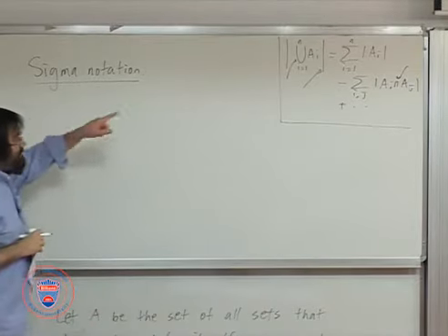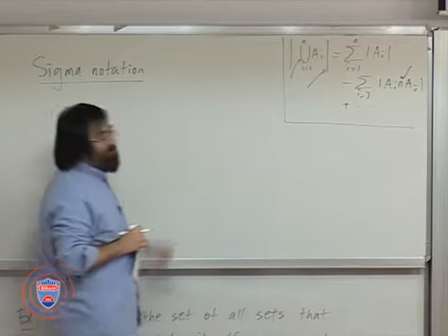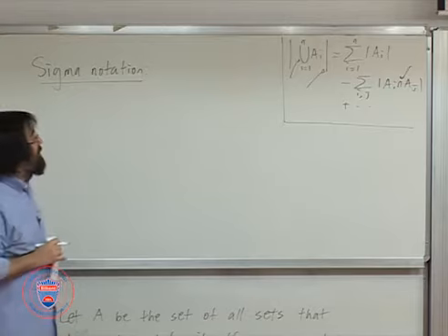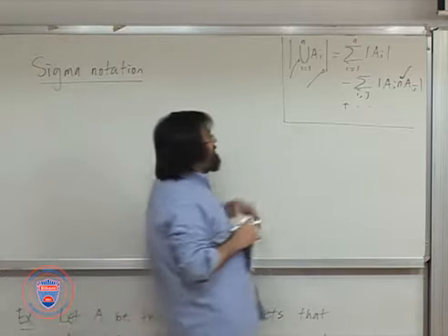So now we'll see this thing. This is called sigma notation, and that's an extremely useful notation. Most of you have probably seen it in engineering courses so far. It's a compact way of writing sums.